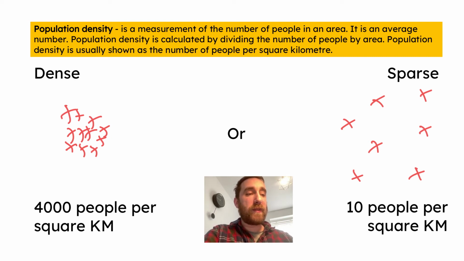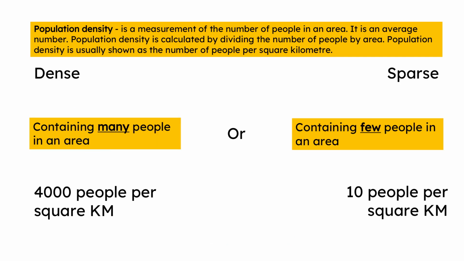Now we're going on to the next slide. I want you to write these definitions in your book. Dense: containing many people in an area. Sparse: containing few people in an area. Then I want you to draw some diagrams, as we have done on the previous slide, or using some of the information from the maps and the aerial photographs to represent both of those concepts.